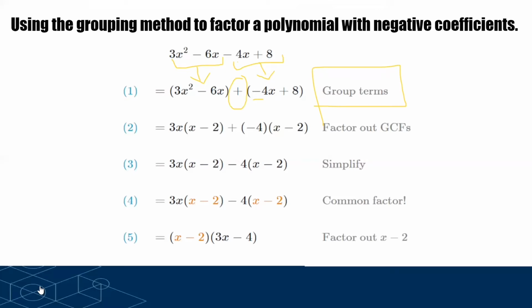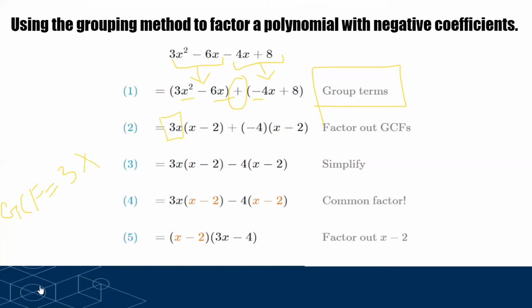Now you do the exact same thing like you did before. You have to factor out the GCF from each of the groups. And what is the GCF of the first group? Well, my first group is actually 3x squared minus 6x. So what should my GCF be? My GCF has to have a number because 3 and 6 are both numbers. And what is the GCF of 3 and 6? It is 3. And then I have x squared and x. I picked the variable with the lowest exponent, which is just x.